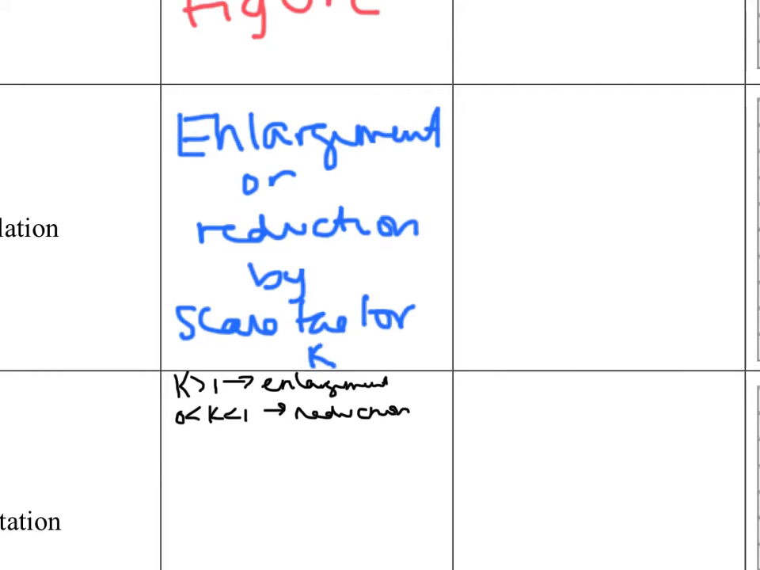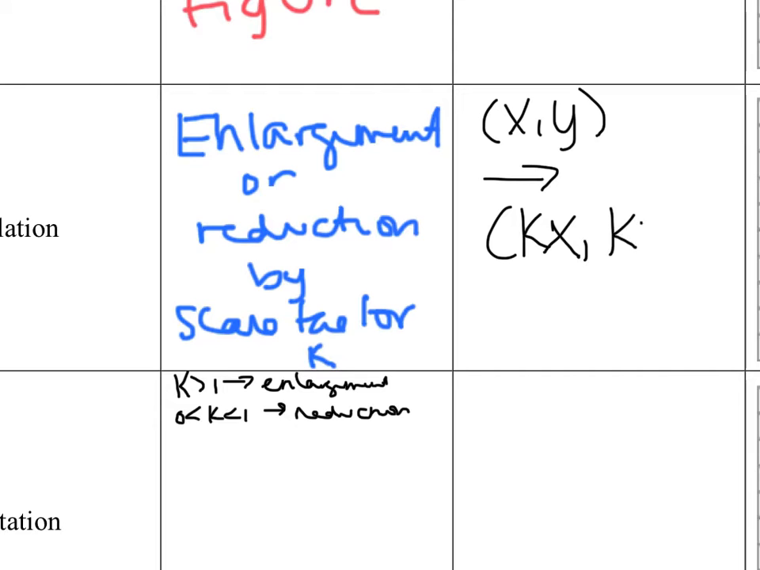And the way that you do a dilation is you would take each point of a figure and you would just multiply each coordinate by whatever the scale factor is, and then plot those new resulting points.